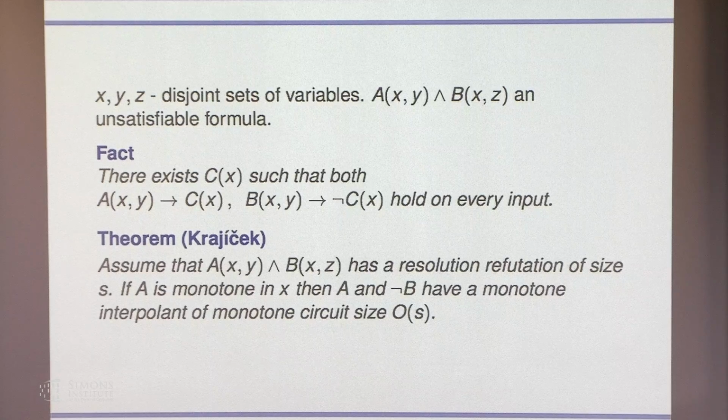And here is the simplest form of the interpolation theorem, which is due to Krajíček, which shows that if A and B have a resolution refutation of size S, furthermore assume that A is monotone in X, then A and B have a monotone interpolant of monotone circuit size roughly S. So in other words, it tells you that if A and B have a short refutation, then there will be a small monotone interpolant between A and not B.